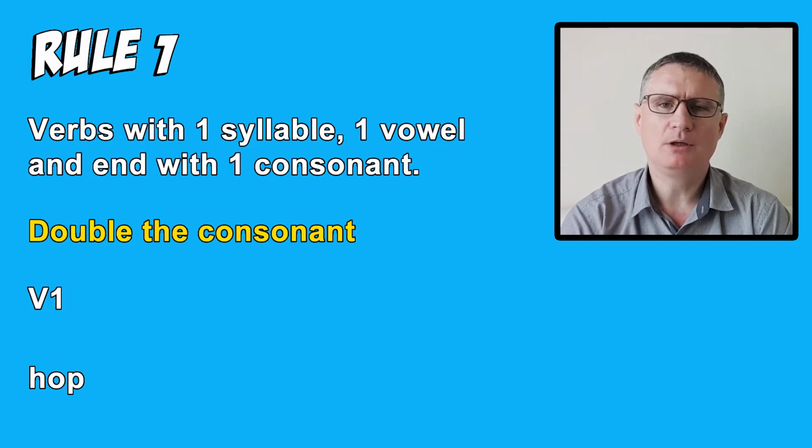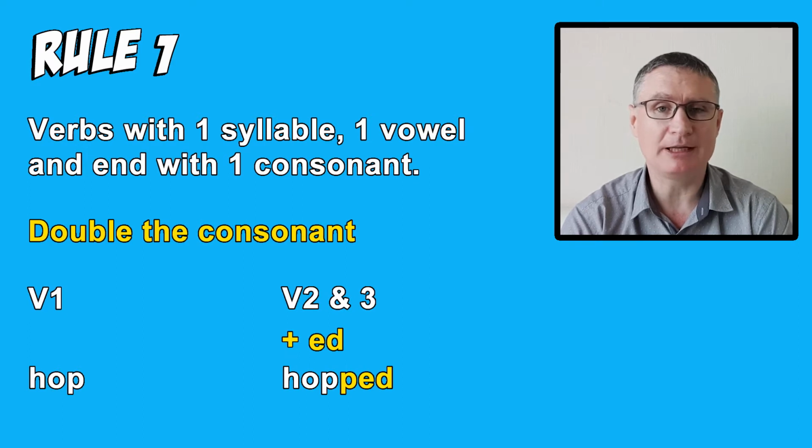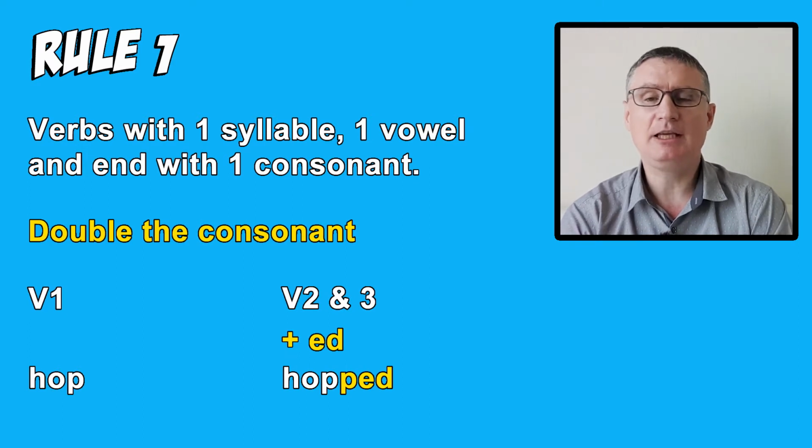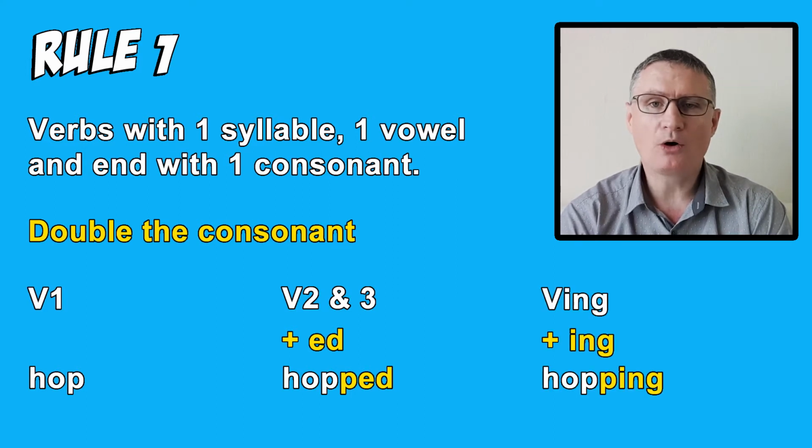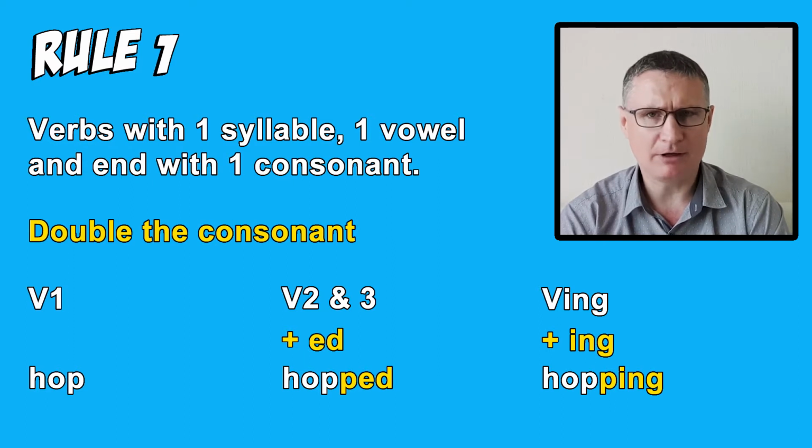For example, hop. If I take the word hop, as you can see, it has one syllable, one vowel, and it ends with one consonant. So I double the consonant, so that's double P. Then I add the ed or the ing. So hopped or hopping. Very easy.